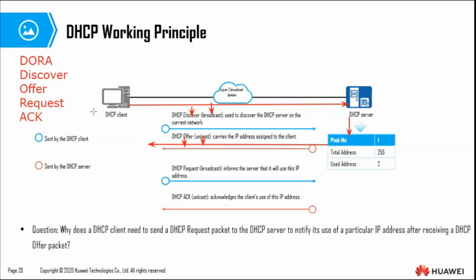Now, after we've offered you an IP address, you have to request for it. So again, the request, just like the discover, is a broadcast. So the broadcast at the request is used to inform the server that it will use this IP address, but not just this server. Please listen to this keenly.